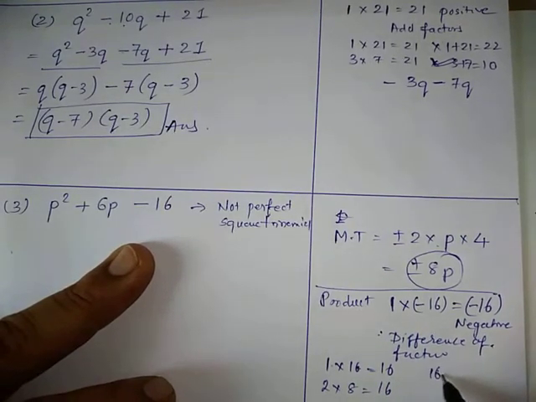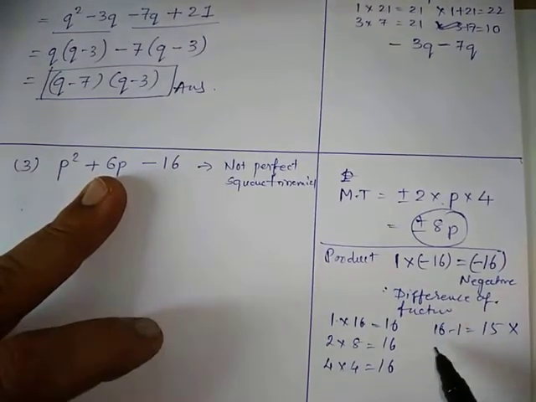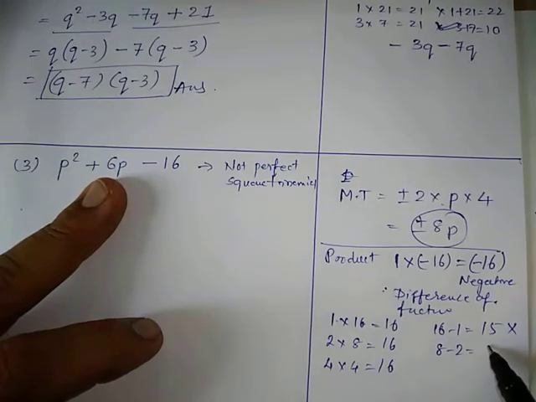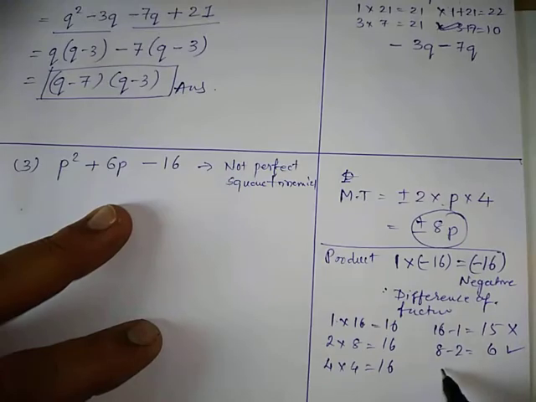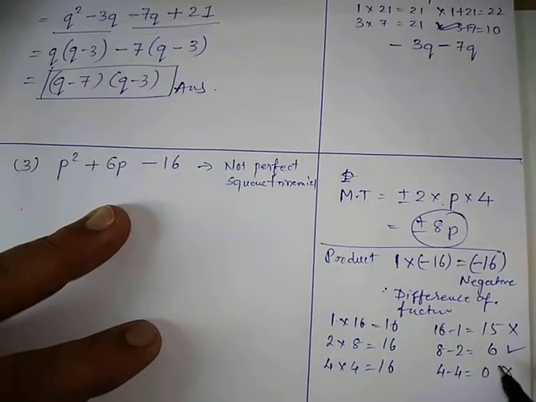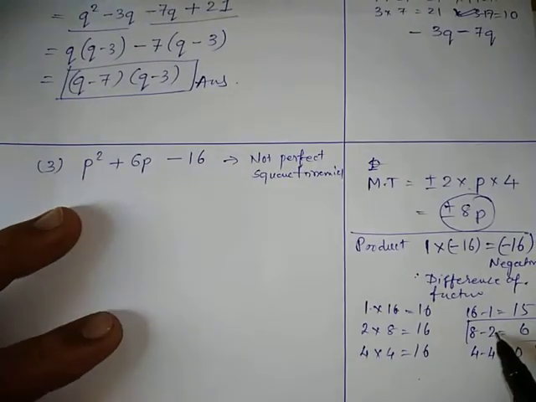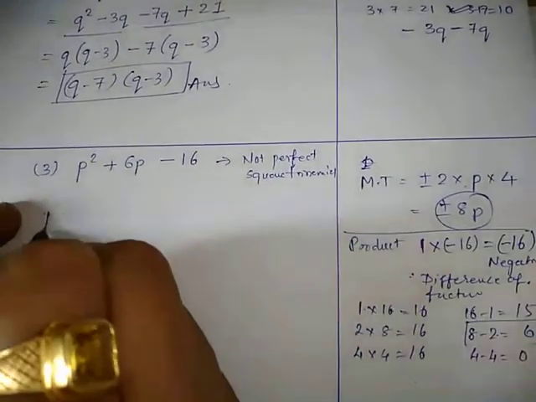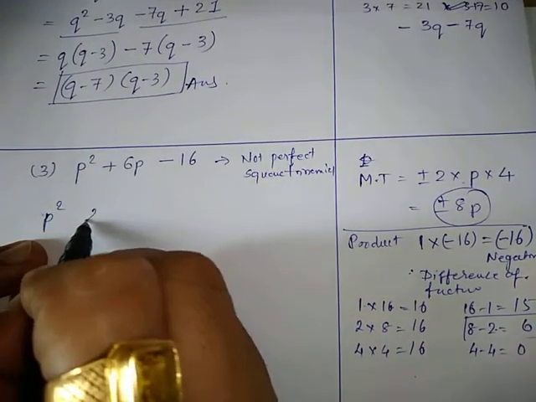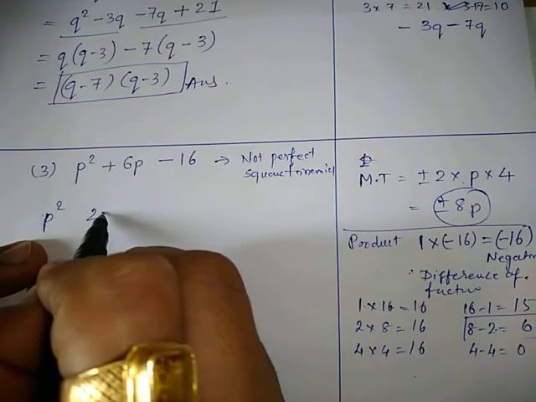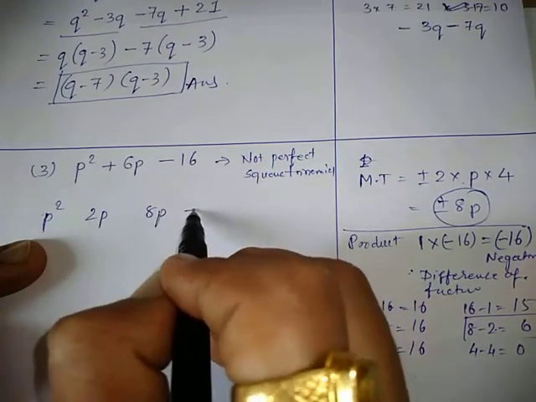16 minus 1 is 15, so not possible, not equal to the middle term. Now 8 minus 2 is 6, so yes, it is equal to the middle term. And 4 minus 4 is 0, so not possible. So this will be taken: one factor will be 8 and the other factor will be 2. Now I'm writing p² simply, and not keeping anything else, then 2p and 8p minus 16.